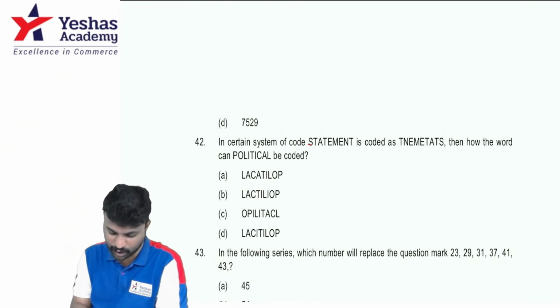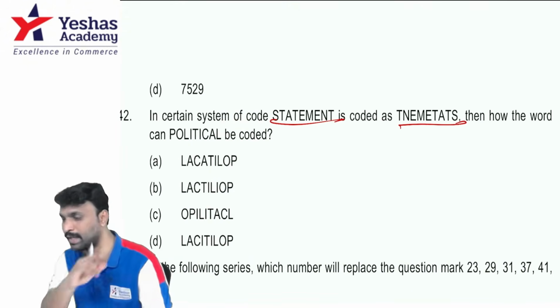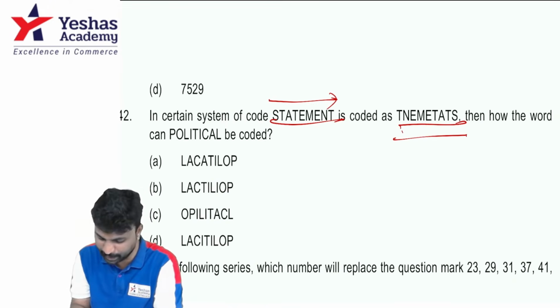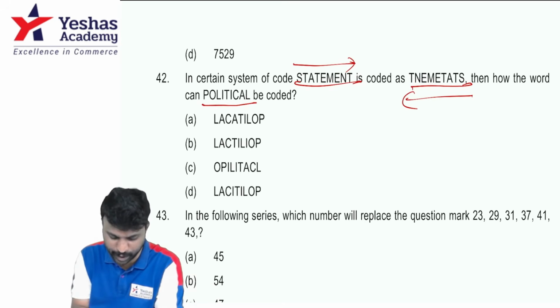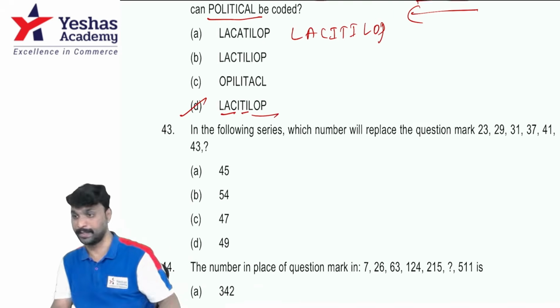42nd, guys, statement, and they have given this. So don't you see that's exact reverse? So it's a reverse coding. Statement from left to right, here statement from right to left. So it's a reverse coding. So obviously political is Lacitilope. Which option is correct? It's option D, Lacitilope. Option D is the right answer.